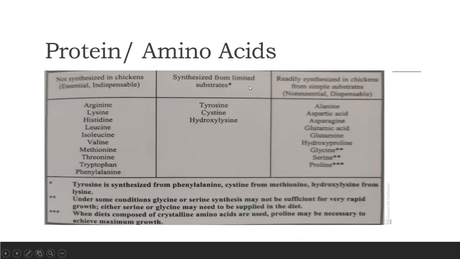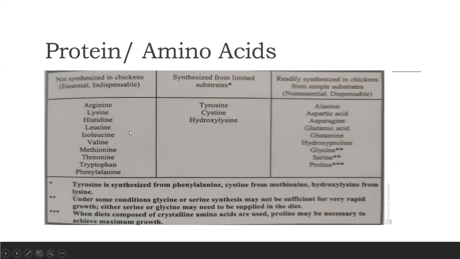And then there are those synthesized from limited substrates. If they have a substrate, the body can synthesize these three amino acids. Then there are amino acids readily synthesized in chickens from a single substrate, and these you don't have to supplement from the feed. Here there's glycine, serine, proline. Now the science is coming up with supplementing glycine, serine, and proline as a separate form. That is a detailed study that you will get to know as you study more about this.